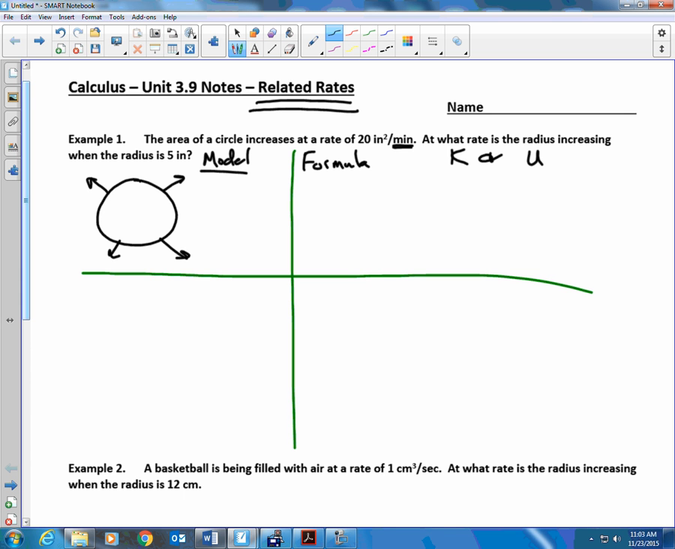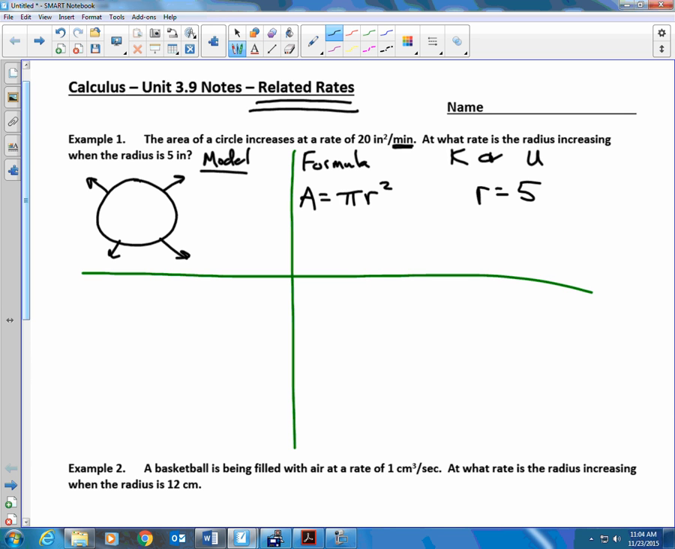So if I'm looking at the area of a circle, what's the formula for area of a circle? Area is equal to pi times your radius squared. What are some of the givens or the knowns that I have in this problem? So r is equal to 5. Known and unknown. So the area of the circle increases at a rate of 20 inches squared per minute.